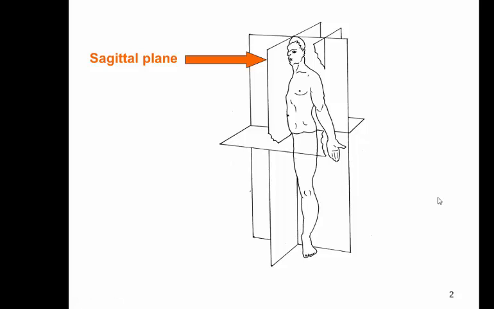A plane is an imaginary line taken through the body. So if you take an imaginary line through the midline of the body and divide it into equal left and right sides, then this is described as the mid-sagittal or median plane of the body.